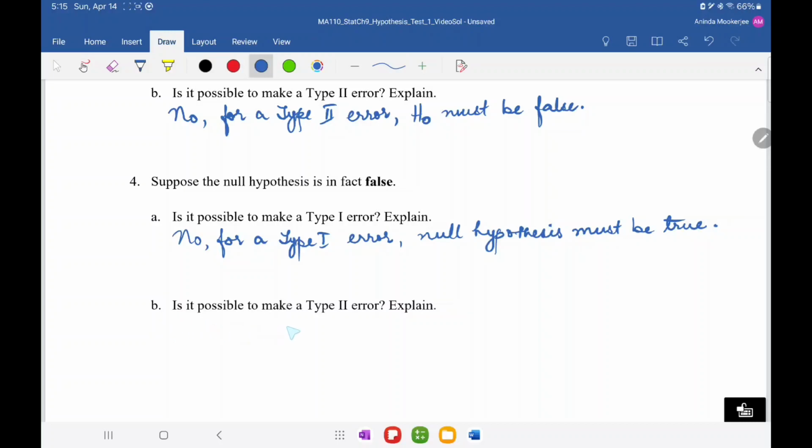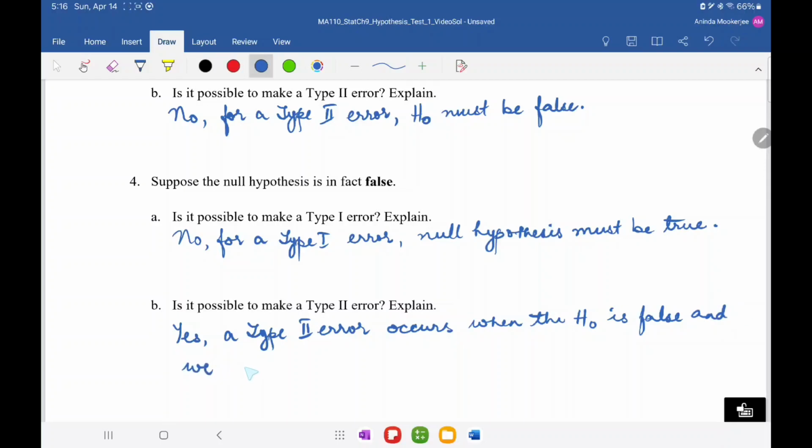Part B says, is it possible to make a type 2 error? Yes. It's the only kind of error you can make when the null hypothesis is false. So you're going to say yes, type 2 error occurs when the null hypothesis is false, and we fail to reject it. It's not rejected, right?